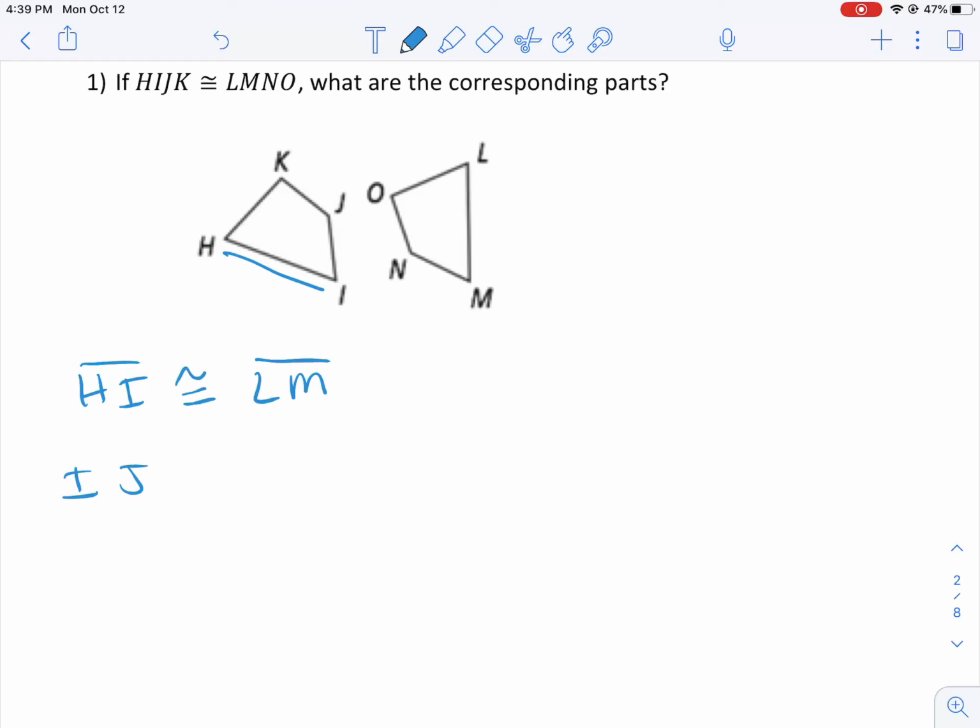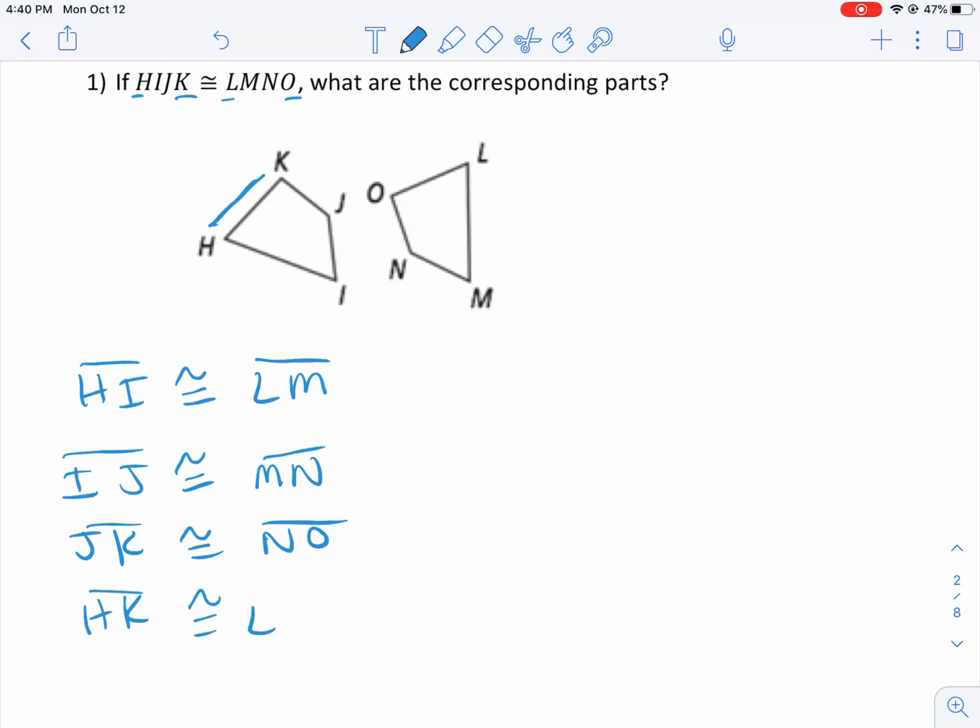So I'm going to just go through the congruence statement and find their corresponding parts. So segment IJ, the middle two letters, have to match the middle two letters on the other one. Segment JK, which is the last two letters, has to match the last two letters of the other. And again, I'm doing it in a very just sort of organized way. And finally, you have to realize that H and K also create a side. So first and last, L and O must as well. So HK is congruent to LO. Finally, those are the sides.